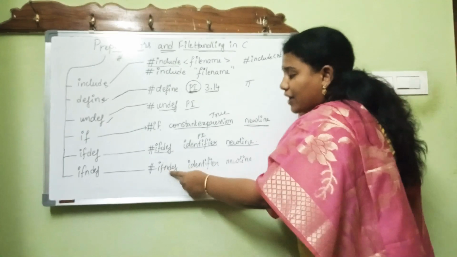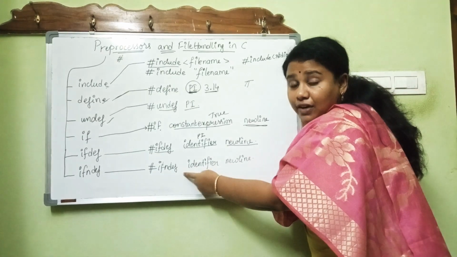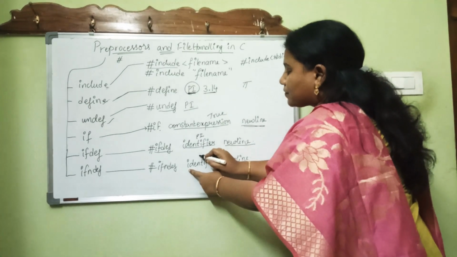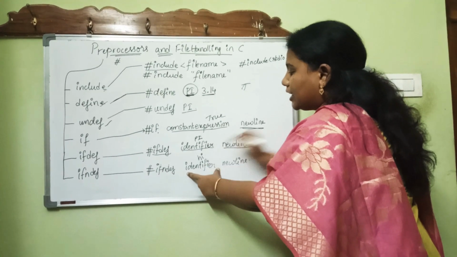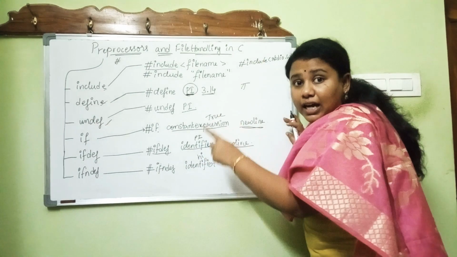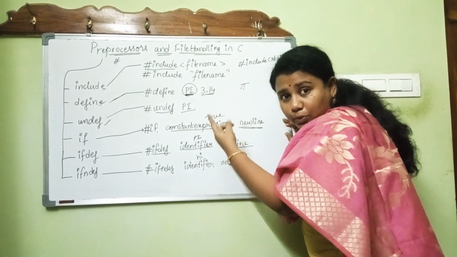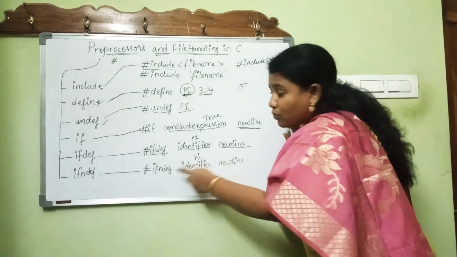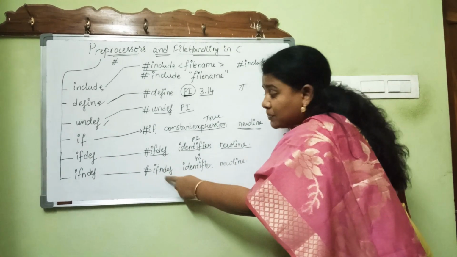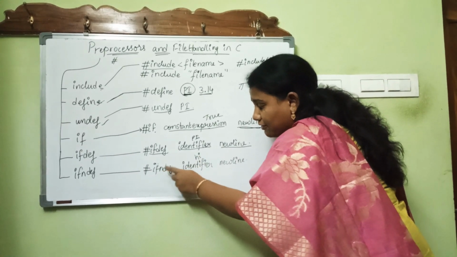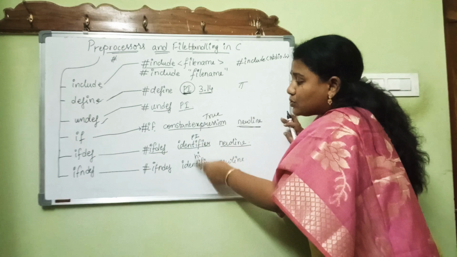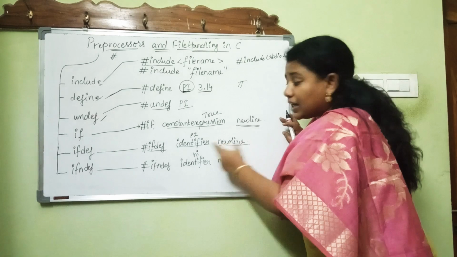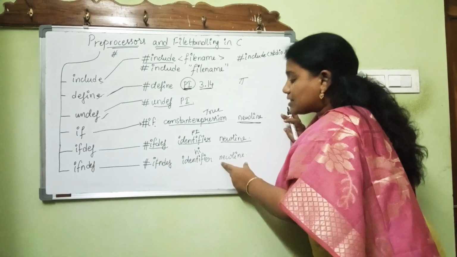Next is hash ifndef. What does that mean? It applies if a particular identifier is not defined. Suppose I have written an identifier, hi, which has not been defined in any of the above program. Here hi will be an undefined identifier. So what our conditional compilation is saying is, if this hi is not defined, then execute this line. These two are completely opposite. Here, if the identifier is defined, this will be compiled. If the identifier is not defined, then this line will be compiled.